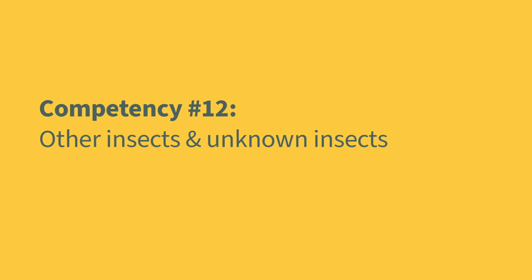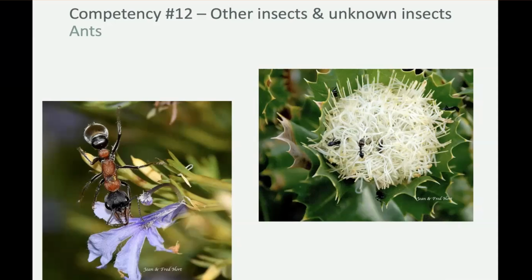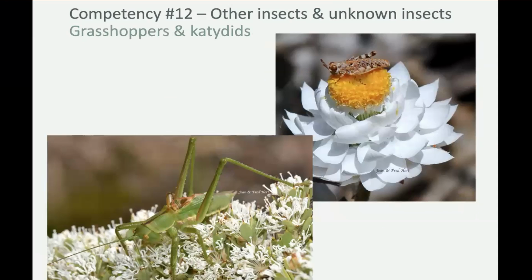Competency 12, the other insects or unknown insects. So this is the category where when you look at the flower, you go, it's not a bee, it's not a fly. I don't know what it is. So it might be an ant. It could be a grasshopper or a katydid.